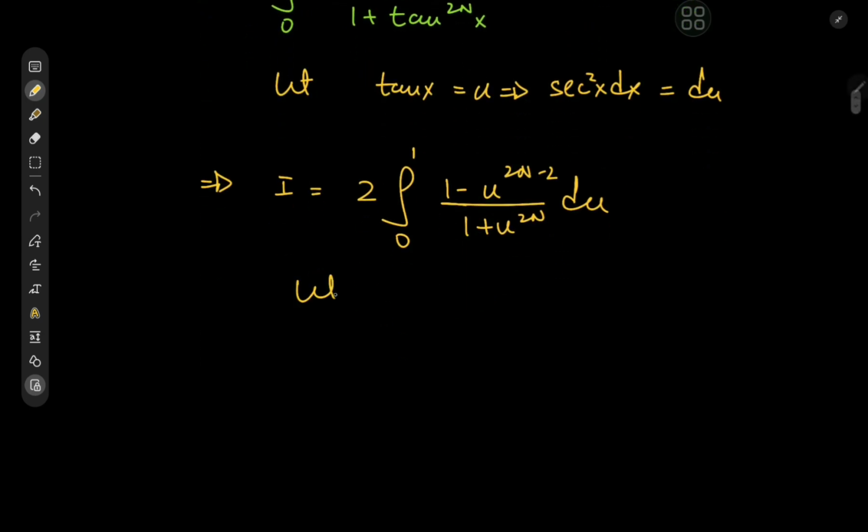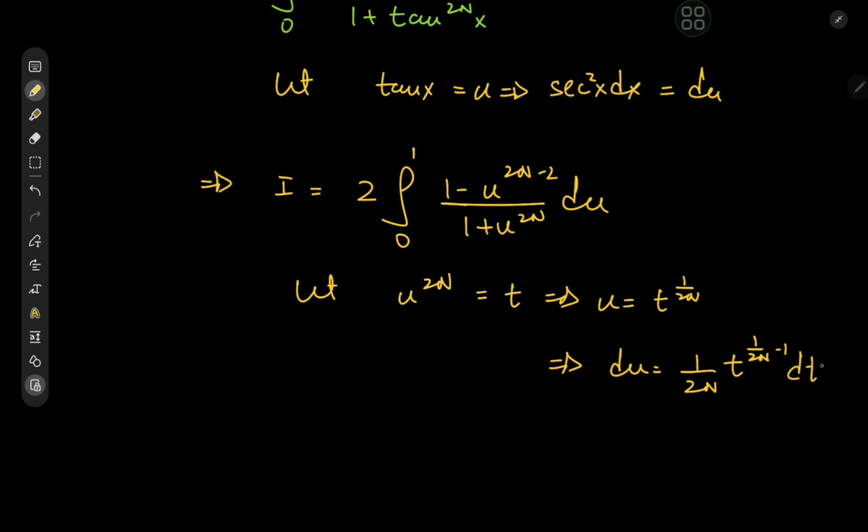And now for another transformation. I probably should have performed it in a single one, but it's okay, perfectly cool. We're going to let u to the 2n equal t, which implies that u is of course equal to t to the 1 by 2n, and this further implies that du is equal to 1 by 2n times t to the 1 by 2n minus 1 dt. And the limits of integration are clearly not bothered.